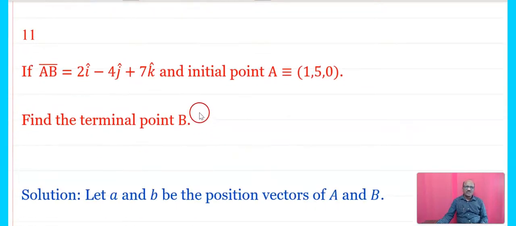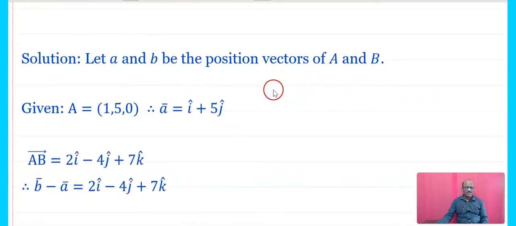Now the question number 11. If AB bar is equal to 2i cap minus 4j cap plus 7k cap, and initial point is (1, 5, 0), find its terminal point. We can find out, that is, let A bar and B bar be the position vectors of A and B. A is (1, 5, 0) and its position vector is A bar equals i cap plus 5j cap. But what is AB bar? AB bar is 2i cap minus 4j cap plus 7k cap.